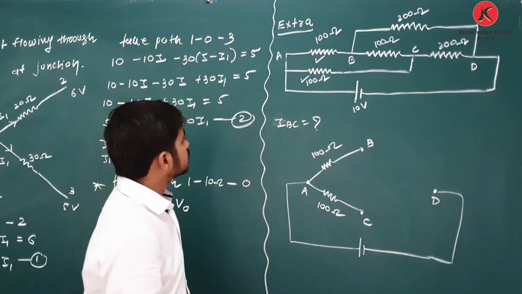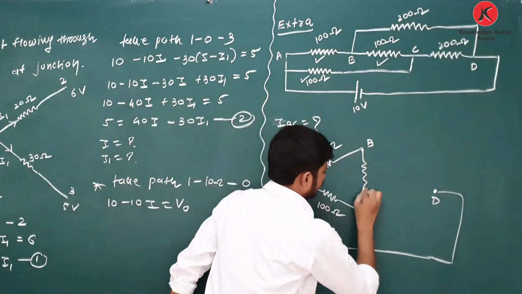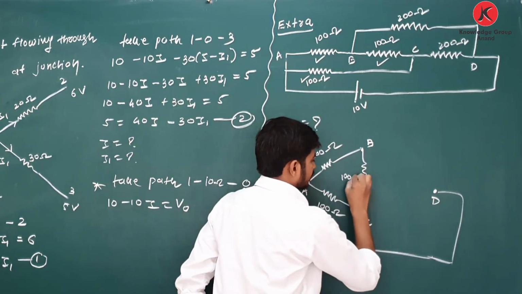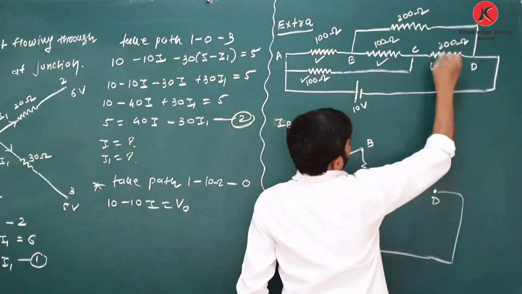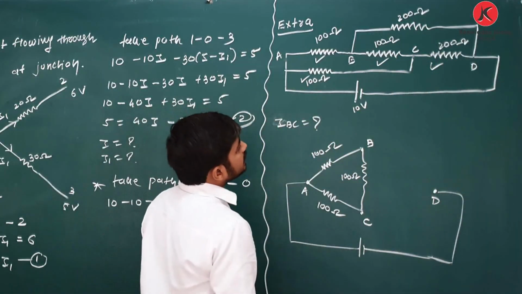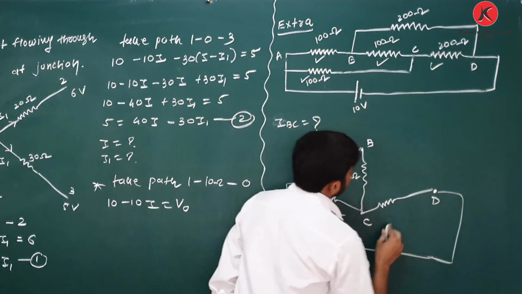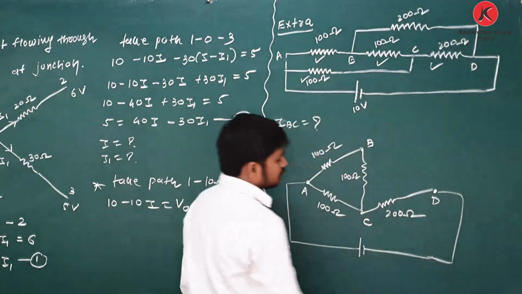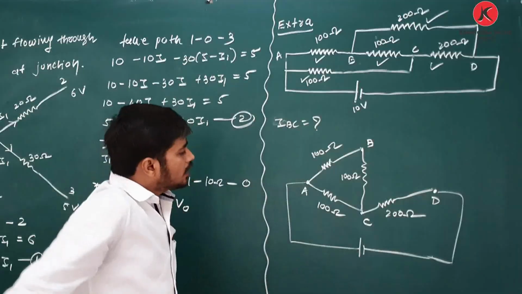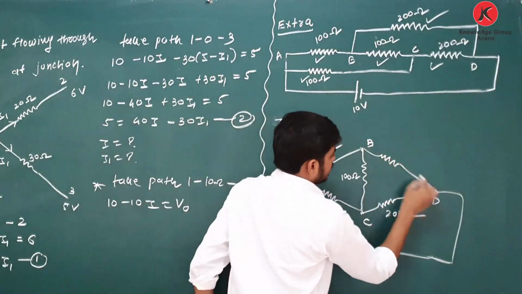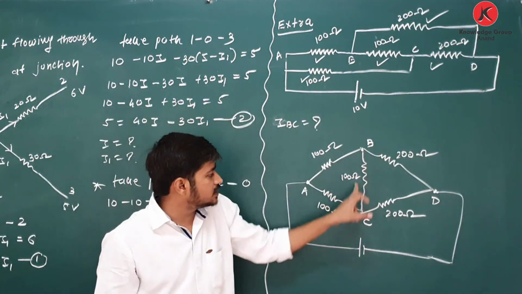Clear about this? Yes. Then this resistance is between B and C. Yes, it is so simple. Between B and C, it is 100 ohm. Clear about this? Next one, yes, this 200 ohm is between C and D. Here it is C and here it is D. So yes, it is 200 ohm. Last one, this 200 ohm between B and D. So yes, it is between B and D. It is 200 ohm. You have to find the current flowing through this branch BC.